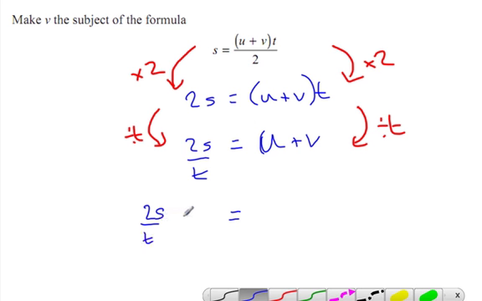2s over t minus u equals v. What have I done here? I have subtracted u from both sides of the equation.